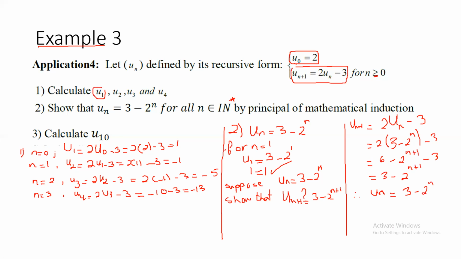Professor, what happened here? This un plus 1 we have from the given relation. I need to prove that un plus 1 equals 3 minus 2 to the n plus 1. But un plus 1 is 2un minus 3, which was given, and I replace un by its value.